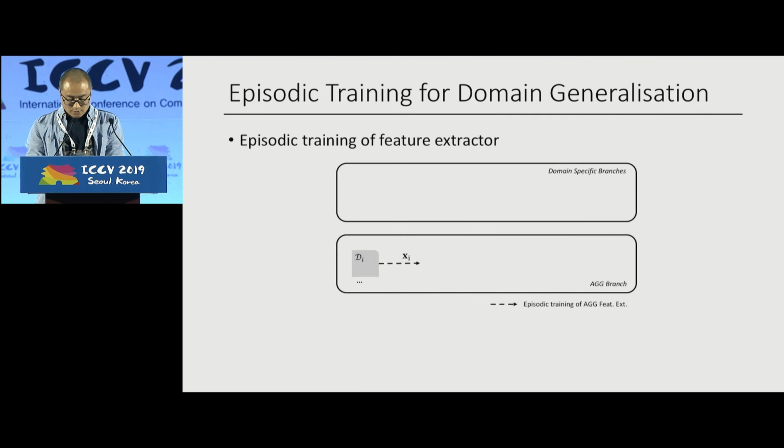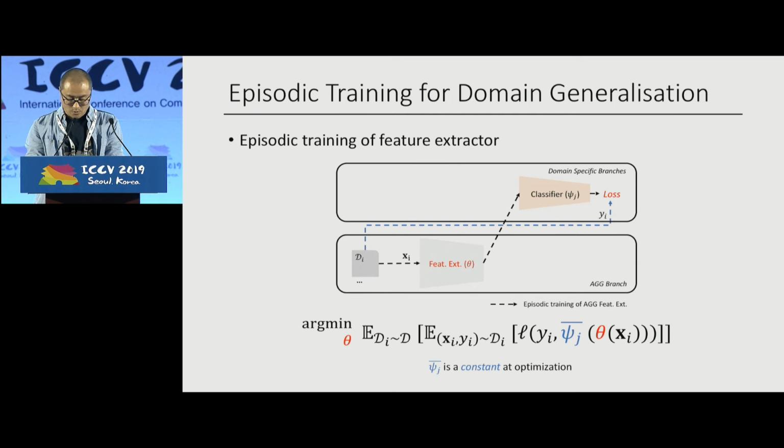To do episodic training of AGG feature extractor, we feed the domain I data into AGG feature extractor and forward the feature into the domain J classifier. As long as this classifier makes an error, the AGG feature extractor will be penalized. It means that even though the domain J classifier has never seen the domain I data before, it can still make accurate predictions when it works with AGG feature extractor. At optimization, domain J classifier is a constant. This operation is to avoid pollution of domain I data.